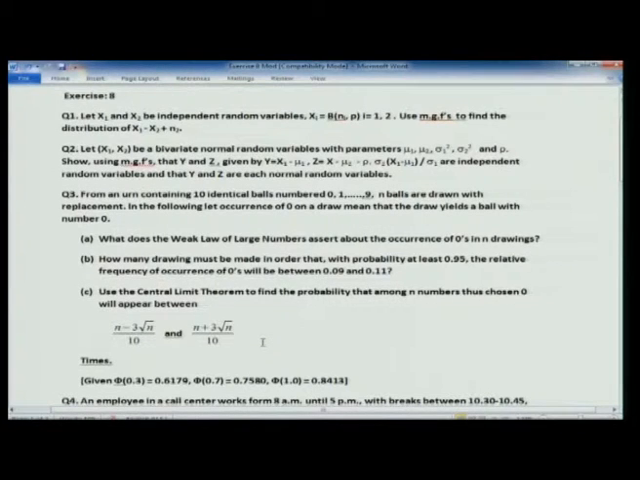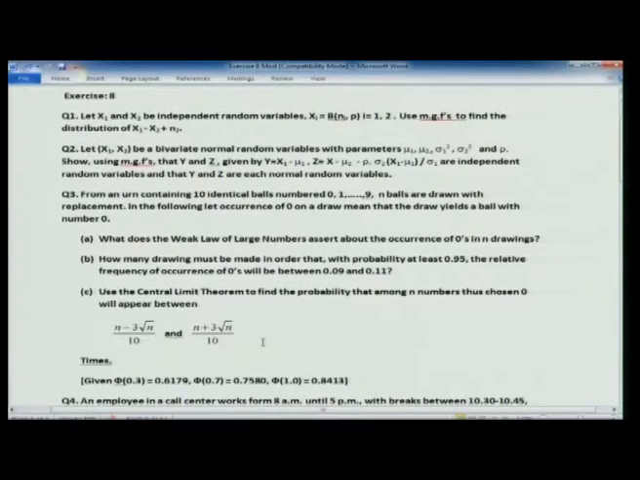In this exercise 8, I will be going over some problems related to the limit theorems that we had done, and also the Poisson process that we talked about after that. So, question 1: X1 and X2 are independent random variables, X_i is binomial n_i comma p, i equal to 1 to 2. So, X1 is binomial n1 comma p, and X2 is binomial n2 comma p. Use MGFs to find the distribution of X1 minus X2 plus n2.